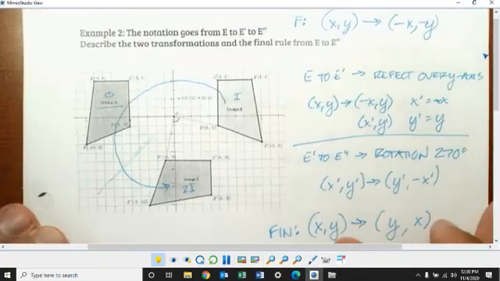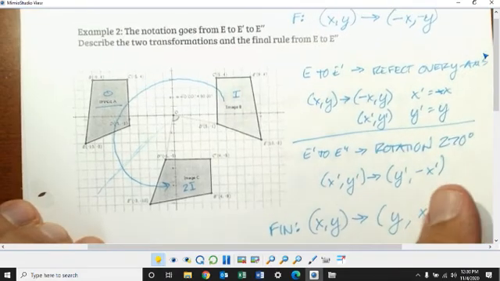If that all makes sense, pause the video if you need to look at it. Try the one on the back first yourself before resorting to watching me do it. All right, and we're back.